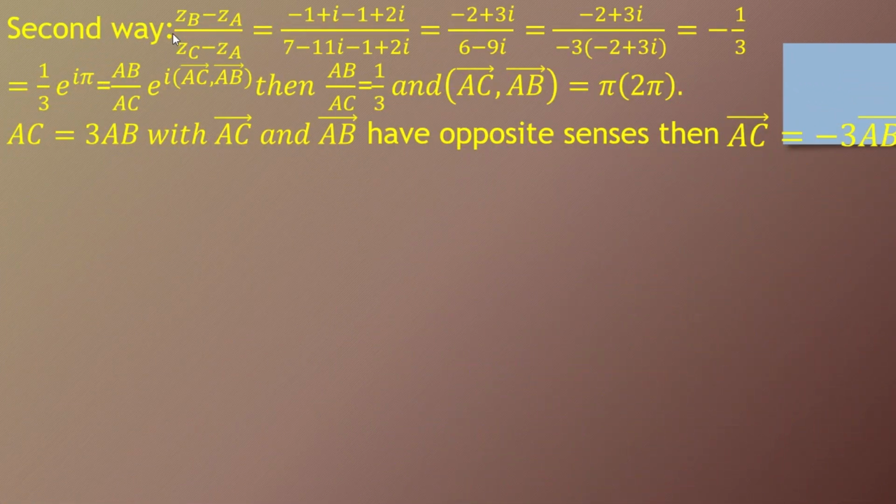Second way, we find zB minus zA over zC minus zA. This is equal to minus 1 over 3, and minus 1 over 3 is 1 over 3 e to the power i pi, which is equal to AB over AC, e to the power i of the angle AC, AB. So 1 over 3 equals AB over AC, which leads to AC equals 3 AB, and the angle AC, AB equals pi, so AC and AB have opposite senses. AC equals 3 AB with opposite senses, then vector AC equals minus 3 AB.